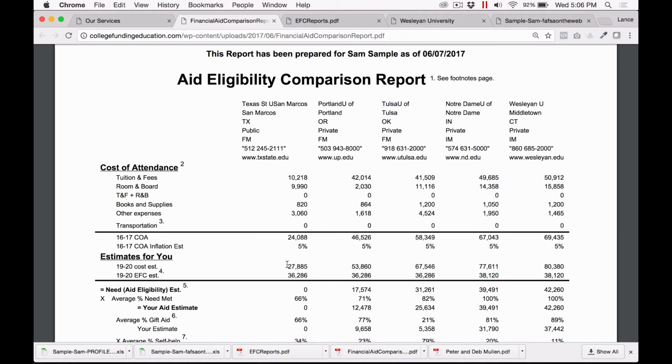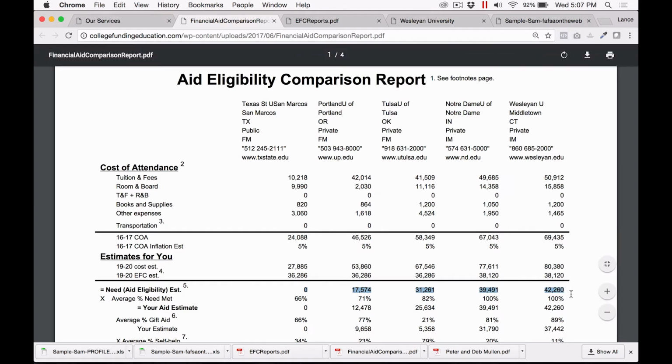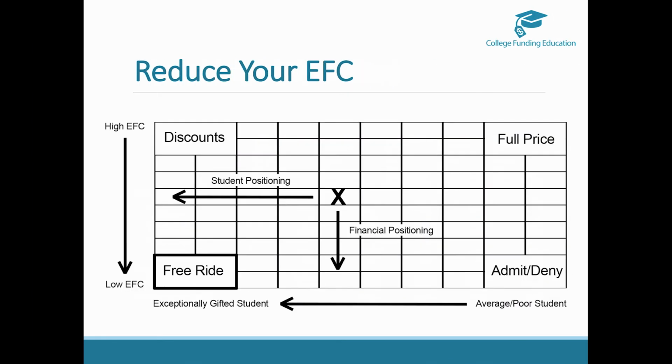But either way, we take the cost of attendance minus the EFC number, and that equals what we call the need, or the financial aid eligibility in the form of a need. So as you can see, since Texas is so cheap, it's actually lower than our EFC, so we don't have a need. But Wesleyan at $80,000 a year, you subtract that from our EFC of $38,000 and we have a financial need of $42,000.